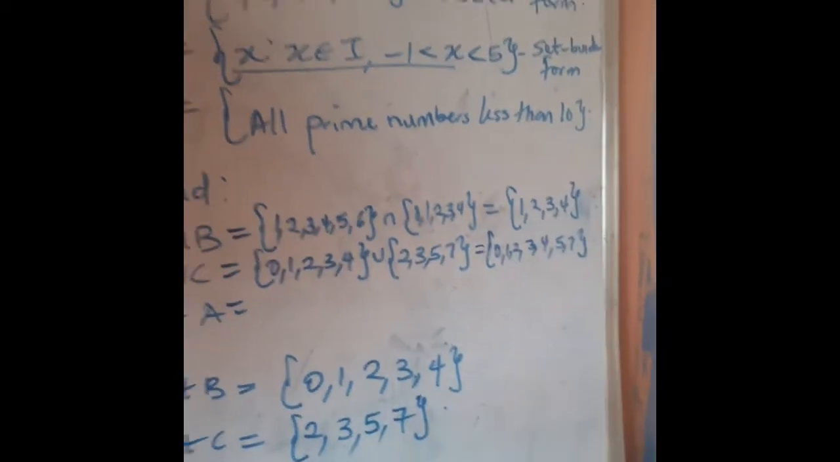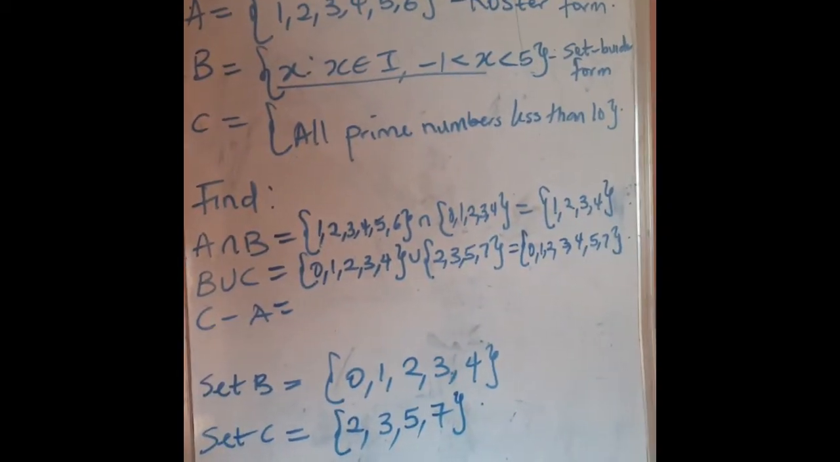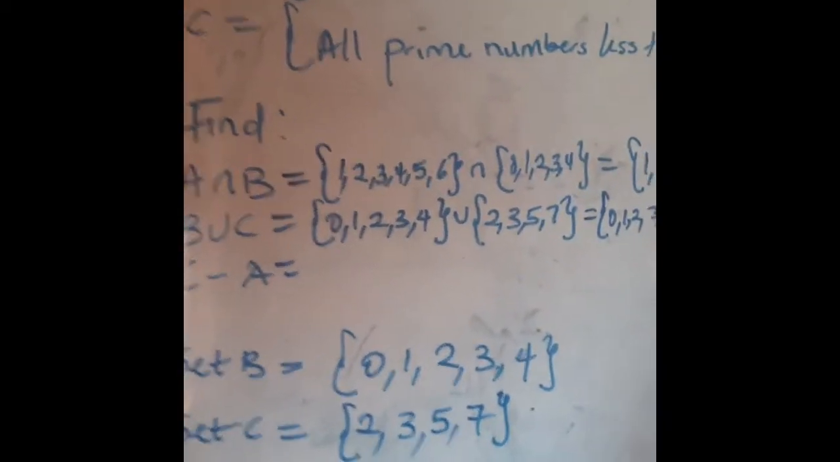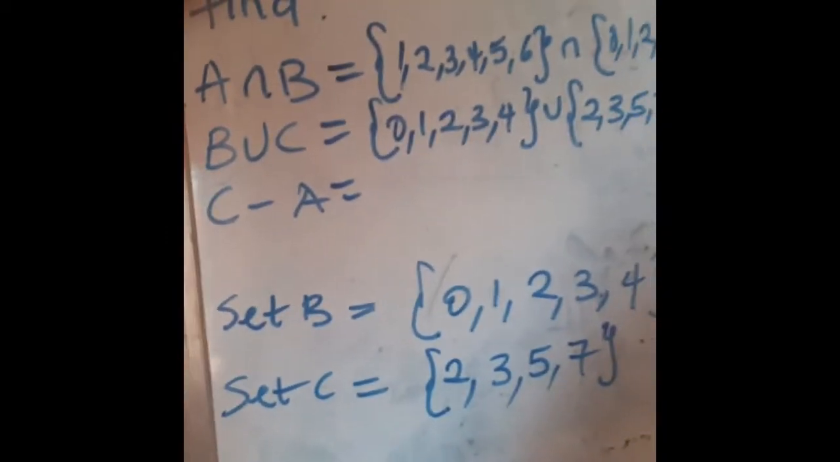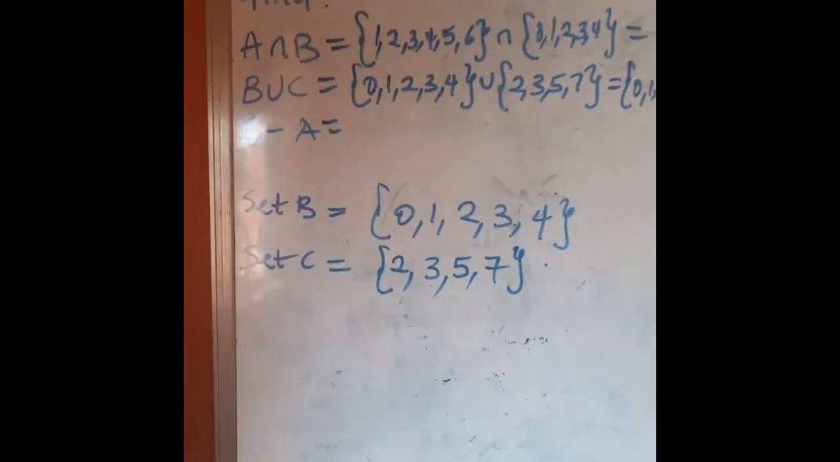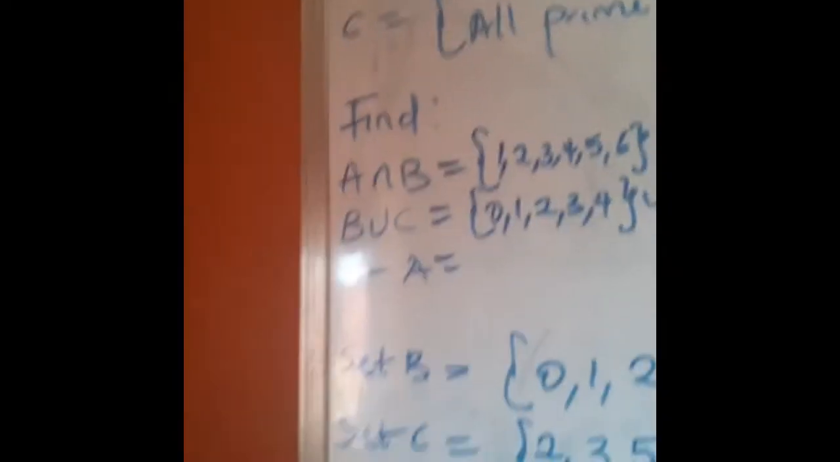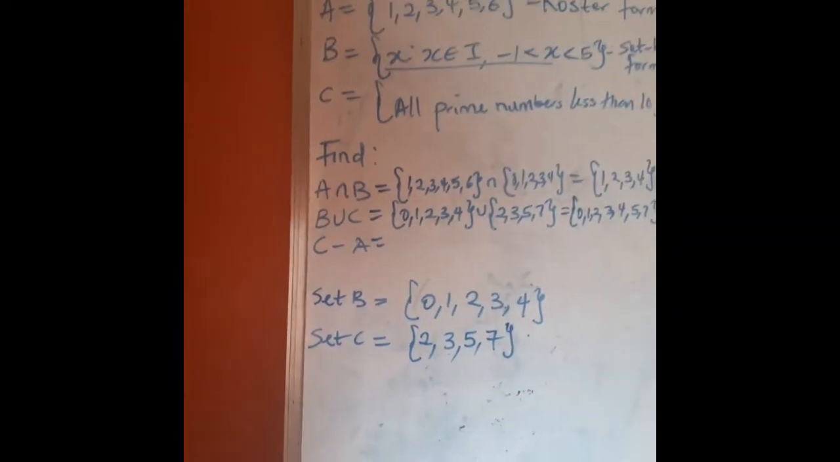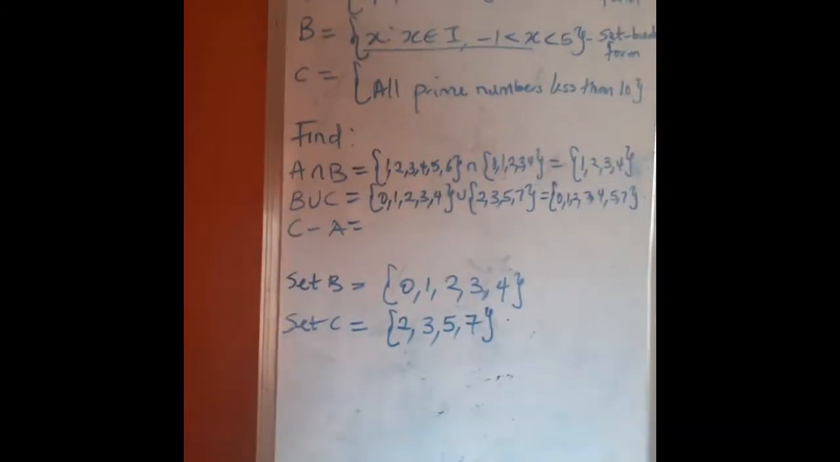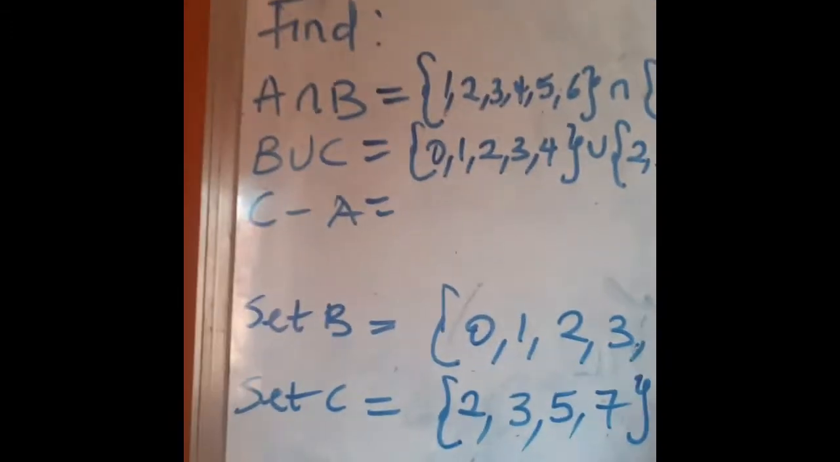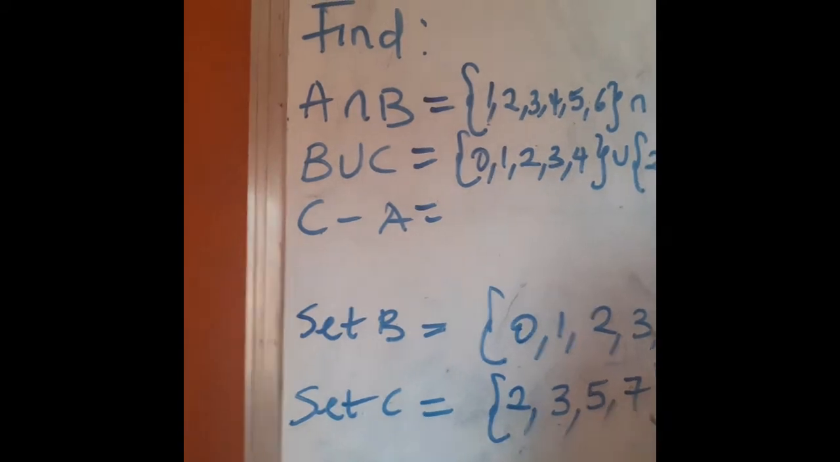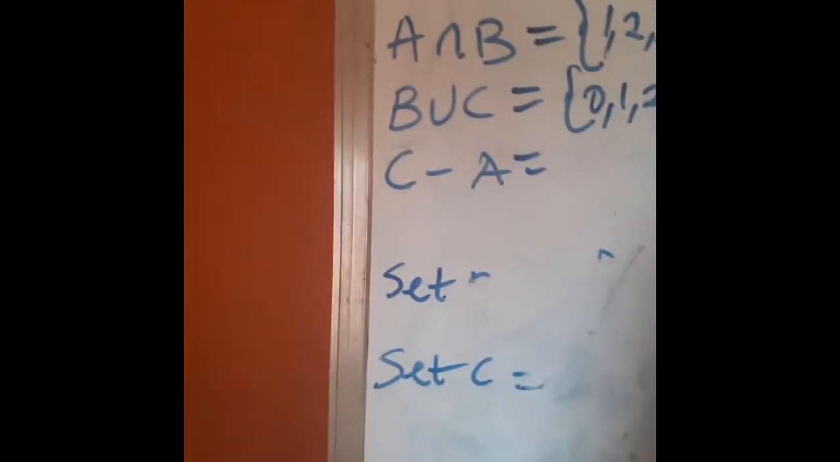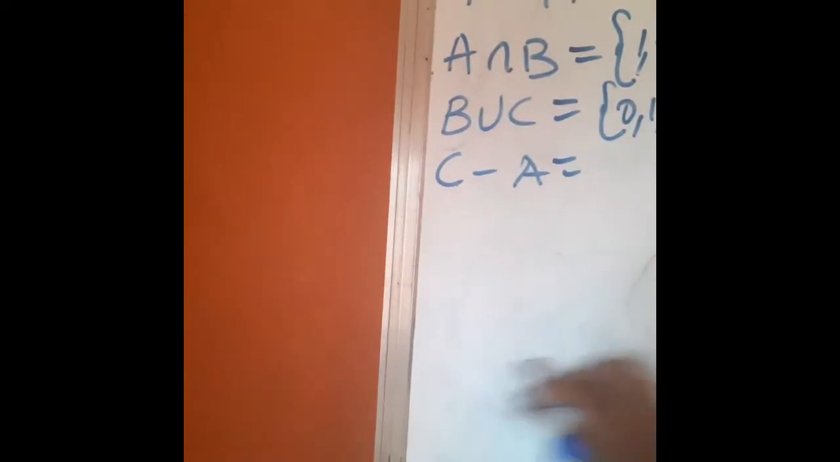So that is our B union C. I have to erase this one I wrote down here. Just look at it very well: set B, which is this, and set C, which is all prime numbers less than 10. I have to erase it because of the next question.